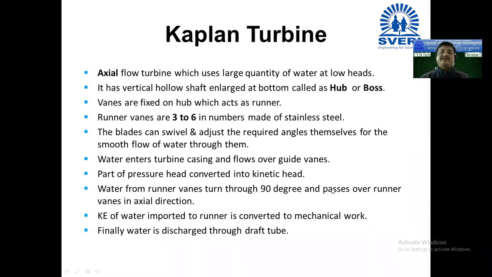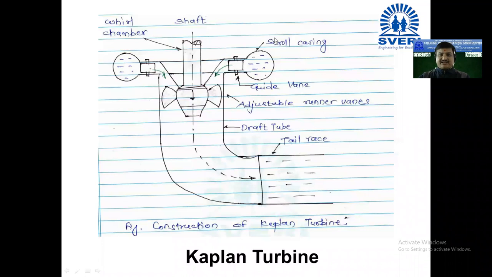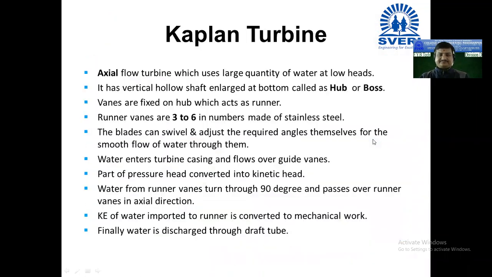Axial flow turbine, why is the Kaplan turbine called axial flow? Because you can see here, if you just check the flow of water, then water flows linearly over here. Once it has entered the whirl chamber, water is moving in one line, one direction, along one axis. And that's why such kinds of turbines are known as axial flow turbines.